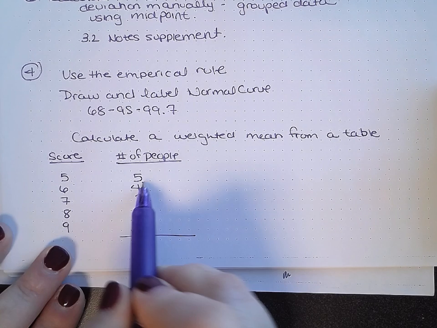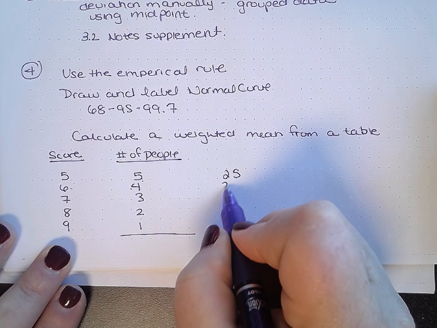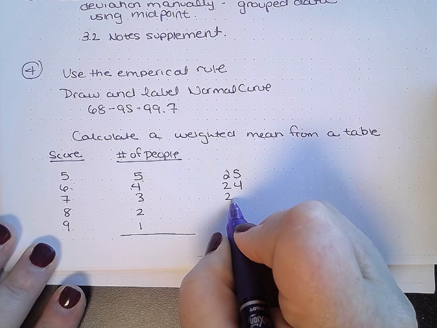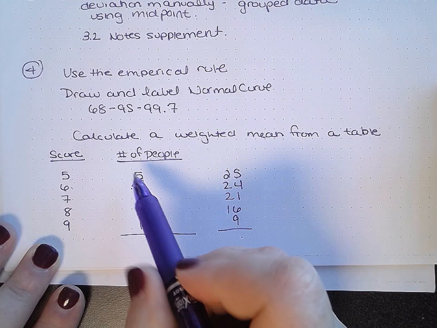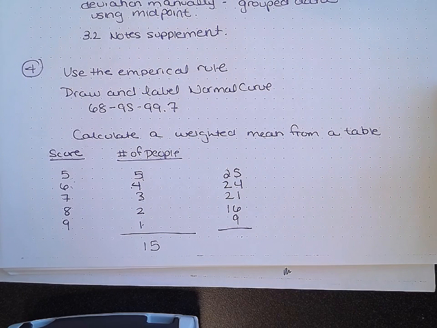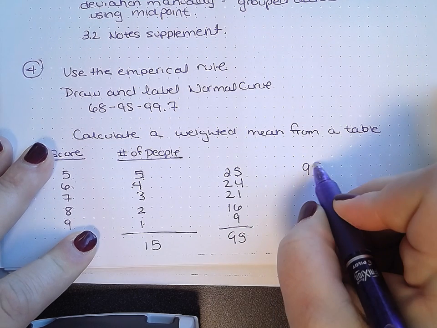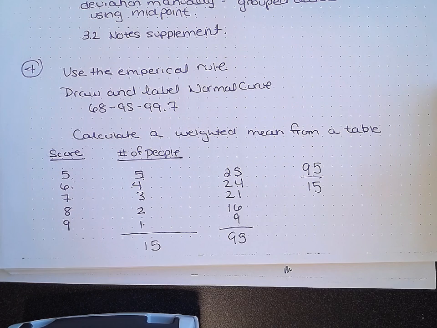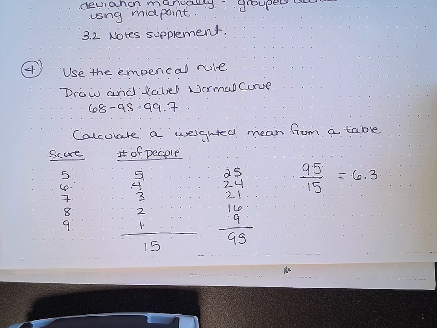So you've got 5 times 5 is 25. This is 24. This is 21. This is 16 and 9. And so you add this up. It's 9, 10, 15. So 15 is your total. Right? So I have 25 plus 24 plus 21 plus 16 plus 9. So that's 95. And I would take 95 and divide it by 15. Okay, and that gives me 6.3 as my average score. So that's a weighted mean, basically.